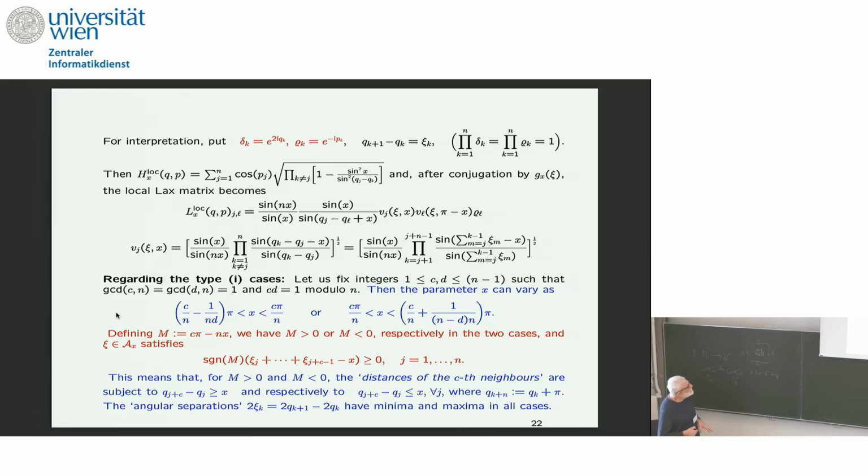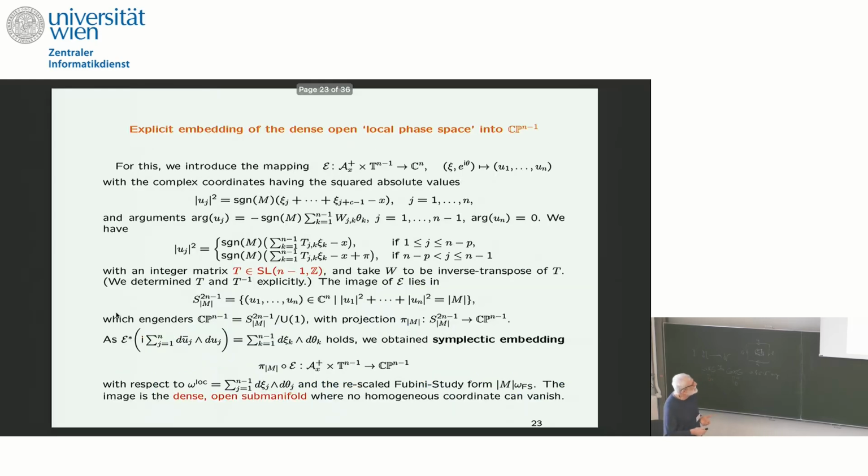And indeed, this is also some kind of interpretation: for the type 1 cases, when the parameter is like that, this means that the particle positions are such that psi j is the angular difference between particle j and j plus 1 on the circle. So there is a sort of picturesque interpretation of these conditions which define these hyperpairs.